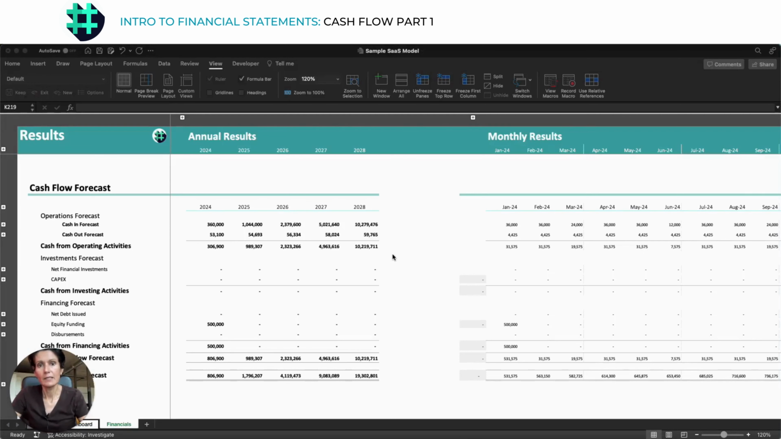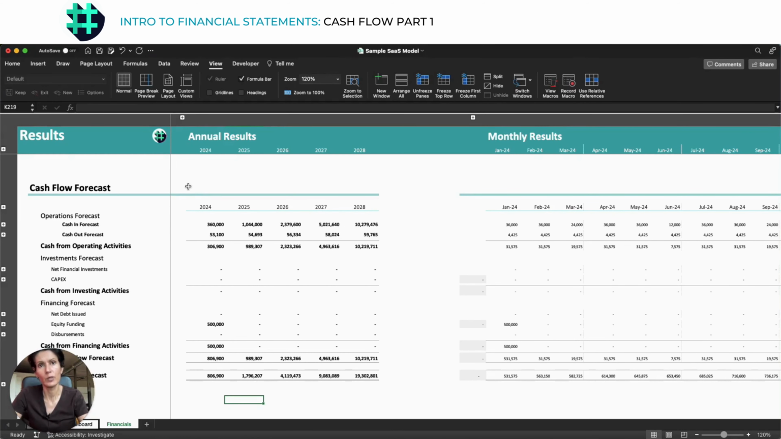This is the second in our Intro to Financial Statements, and today I'm going to talk about cash flow and the cash flow forecast and why it is different from your P&L. So first, just diving into the cash flow statement itself.